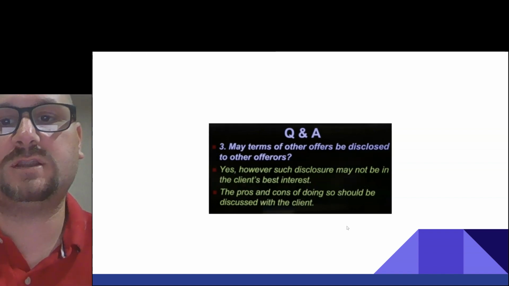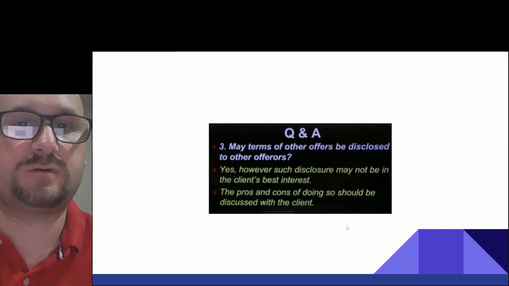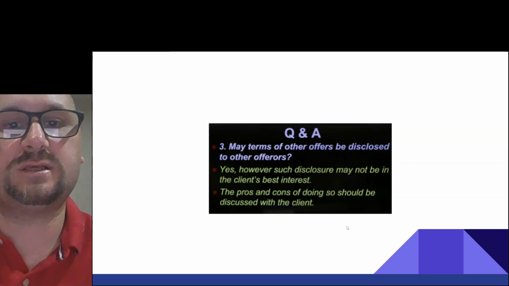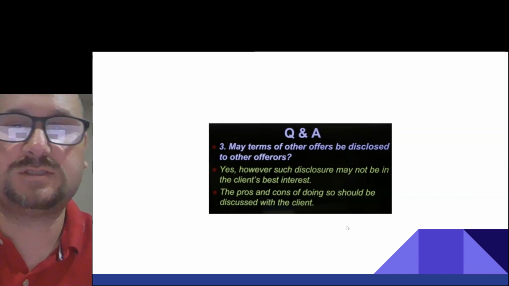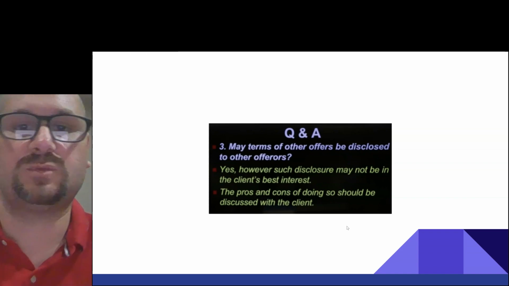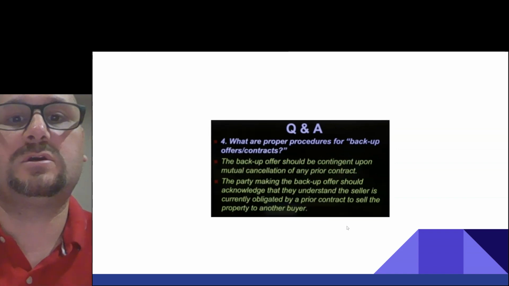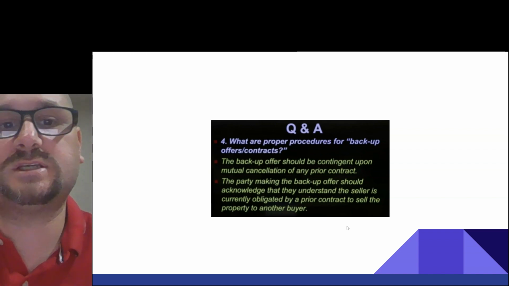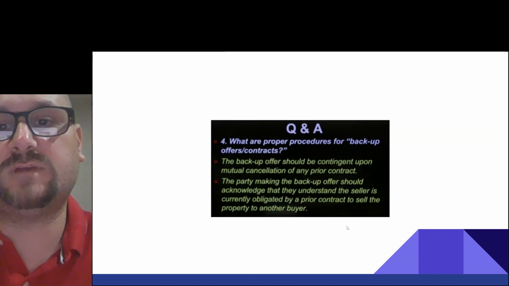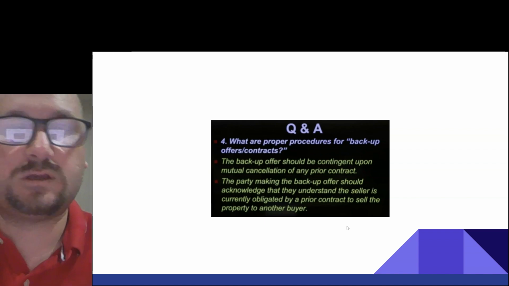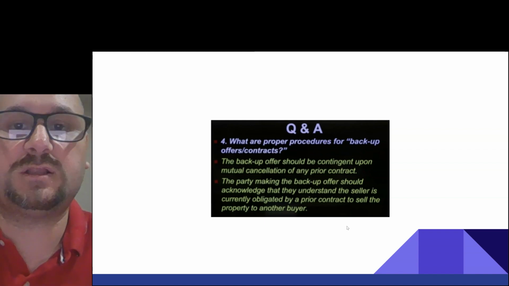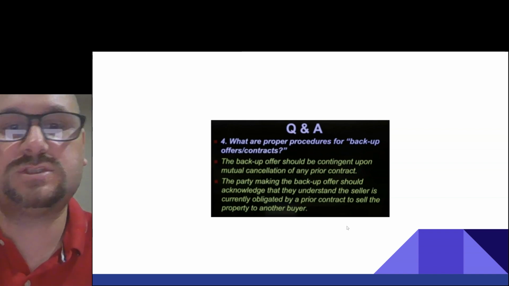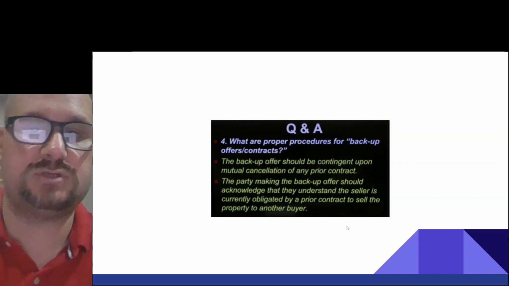May terms of other offers be disclosed to other offerers? Yes. However, such disclosure may not be in the client's best interest. The pros and cons of doing so should be discussed with the client. What are proper procedures for backup offers contracts? The backup offer should be contingent upon mutual cancellation of any prior contract. The party making the backup offer should acknowledge that they understand the seller is currently obligated by a prior contract to sell the property to another buyer.